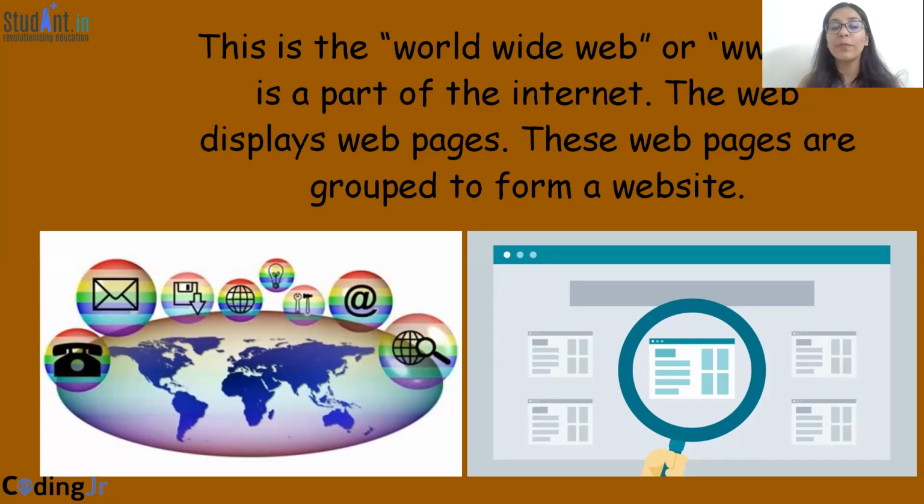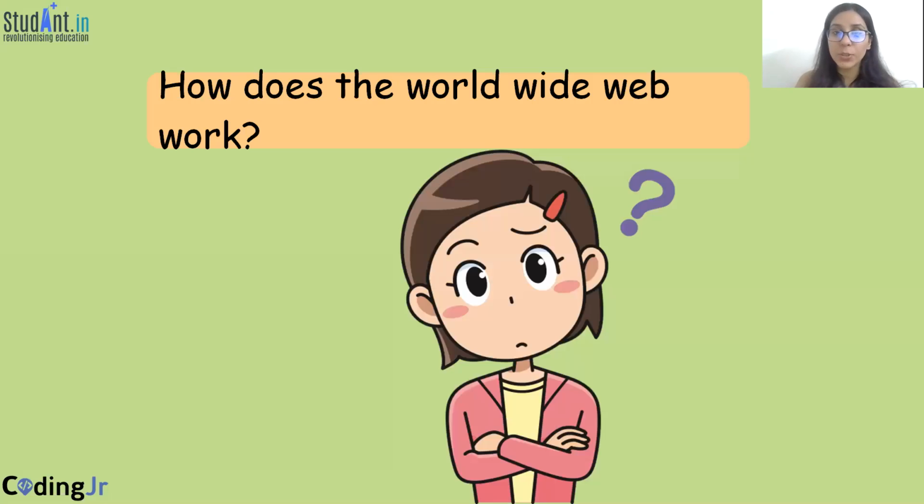Students, there is a lot of difference when you say this is the internet and this is a part of the internet. Internet is a huge network, okay? So web basically displays the web pages. All of these separate web pages are grouped to form a website. Clear? Moving on to the next topic, how does the World Wide Web work?